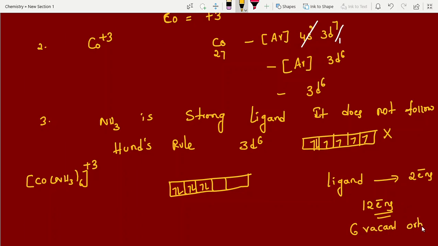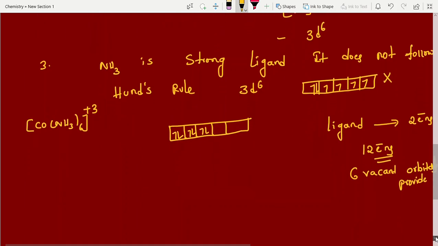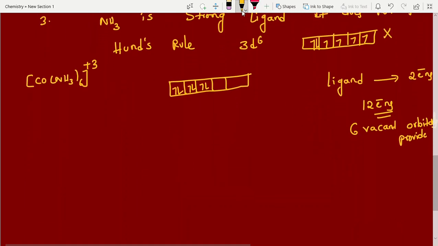6 vacant orbitals provide. Unpaired electrons box we should not provide. Why? Because each ligand is giving 2 electrons, so always you have to provide empty orbitals. Now I am drawing here.